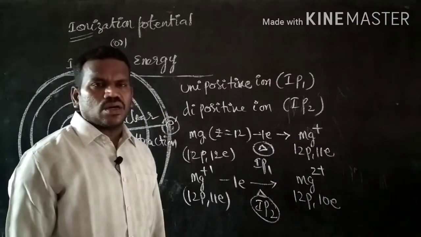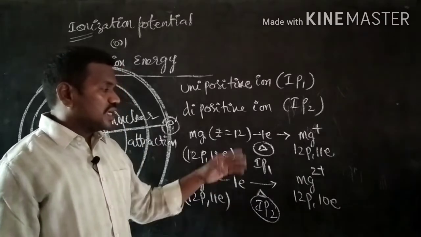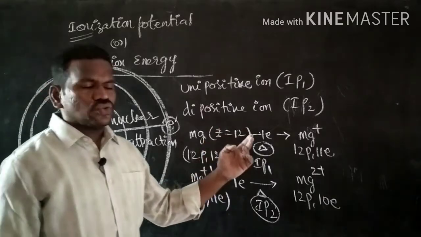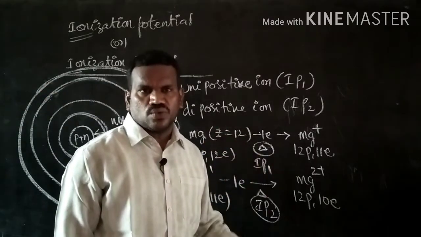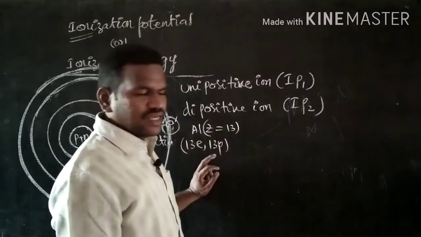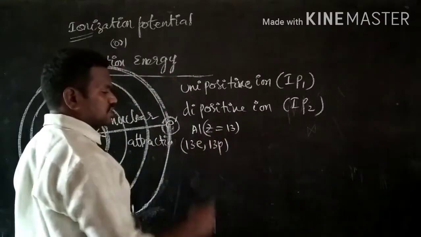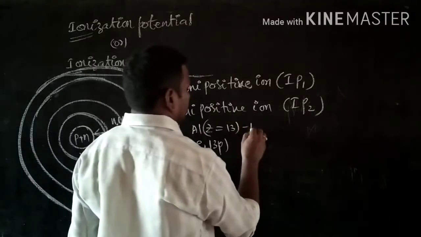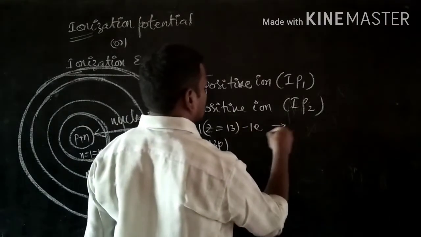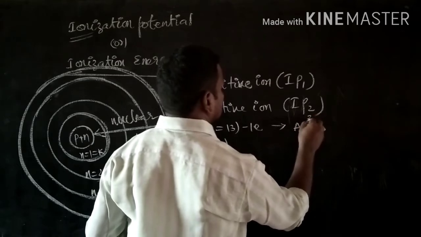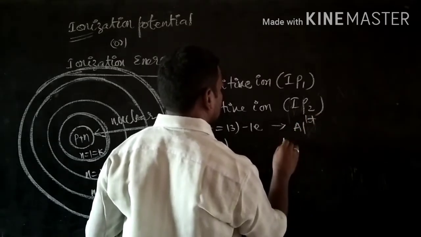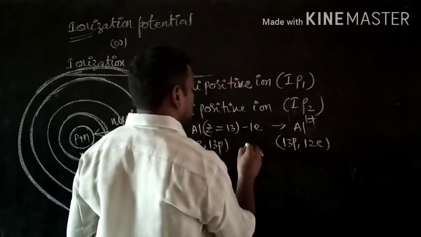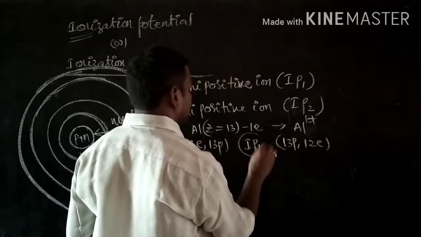Let us compare now which one is greater, IP1 or IP2. Absolutely IP2 is greater than IP1. If we consider aluminium, where the atomic number is 13, with 13 electrons as well as 13 protons, first of all, if it loses one electron, what happens? It becomes Al1+ with 13 protons but 12 electrons. This energy is called IP1.